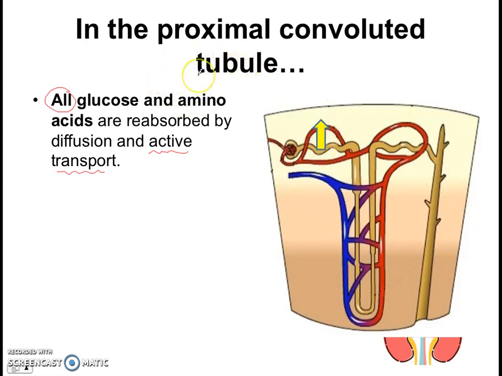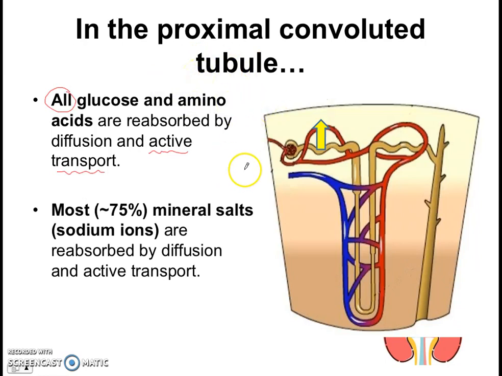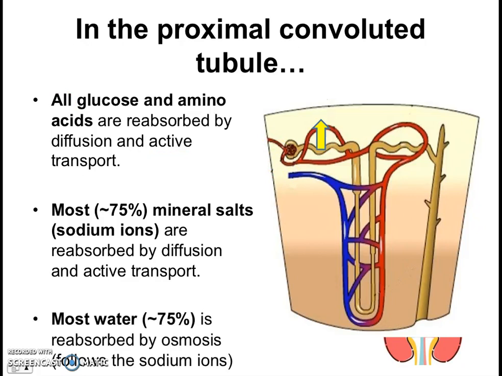Besides glucose and amino acids, most of the mineral salts, for example sodium ions, are reabsorbed by diffusion and active transport as well. And finally, water is also reabsorbed by osmosis, because water only moves by osmosis. And in fact, most of the water, about 75% of the water in the filtrate, is reabsorbed in the proximal convoluted tubule. Now, interestingly, water actually follows the sodium ions.